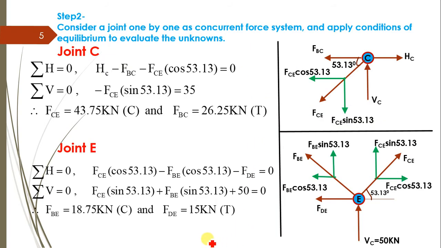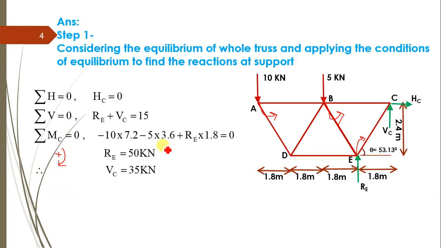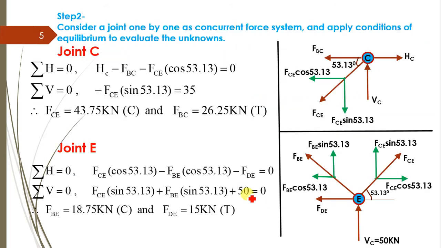Now in step number 2, we have to consider the equilibrium of joints one by one. Preferably we consider a joint where there are two unknowns. Here at joint A, 3 forces will be there. Then at joint B, the number of unknown members is 4. Then over here again 2. At E there are 3 members, and at D 3 members. So at A and at C there are two unknown forces acting. You can consider either A or C. Here I have considered joint C.